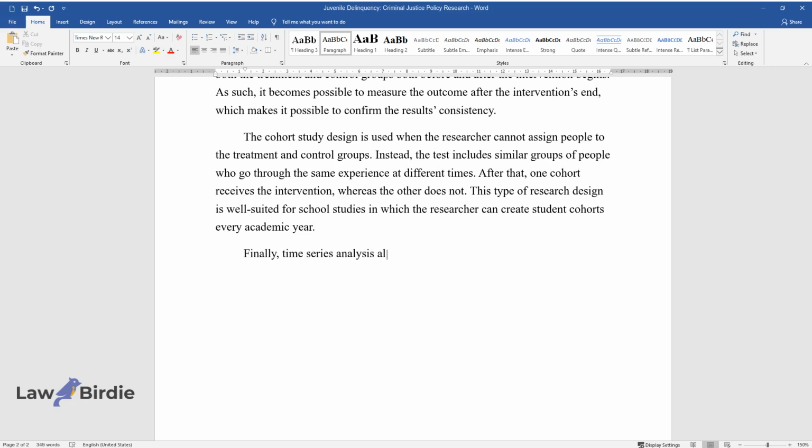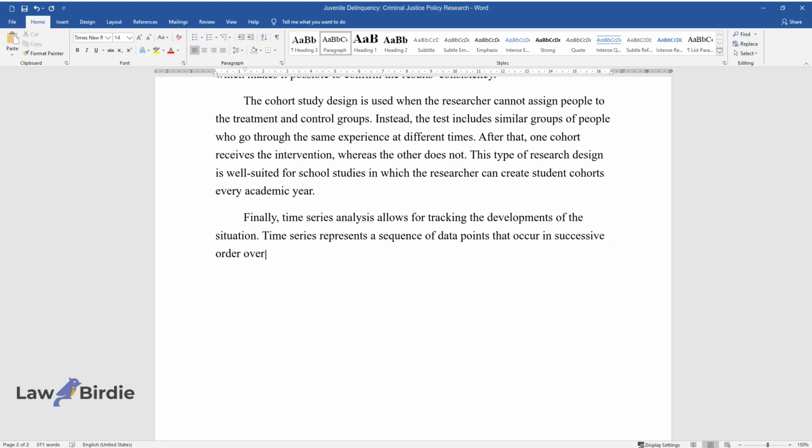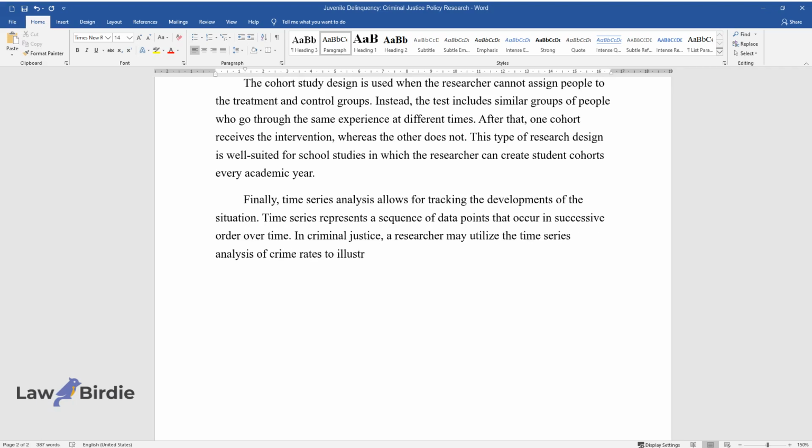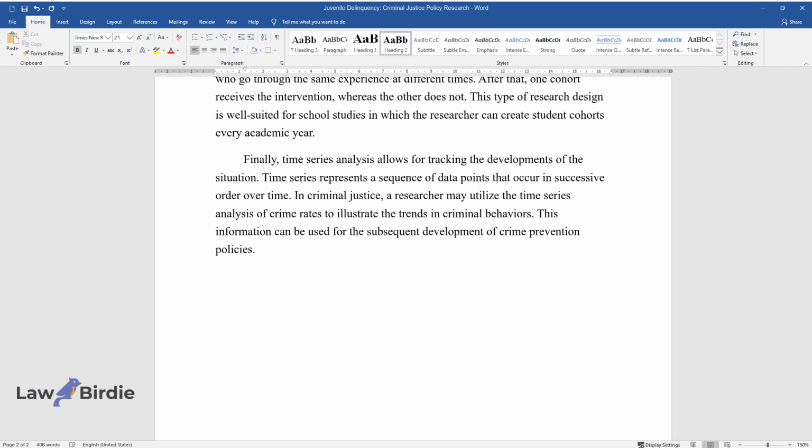Finally, time series analysis allows for tracking the developments of the situation. Time series represents a sequence of data points that occur in successive order over time. In criminal justice, a researcher may utilize the time series analysis of crime rates to illustrate the trends in criminal behaviors. This information can be used for the subsequent development of crime prevention policies.